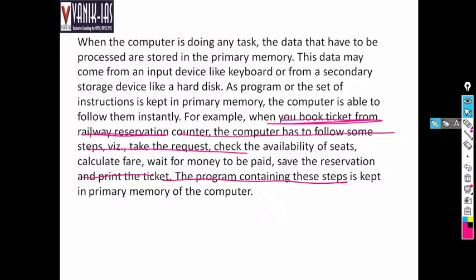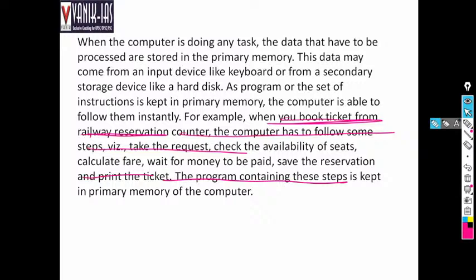When the computer is doing any task, the data may have to be processed and stored in the primary memory. Right? For example, you are typing characters in a document, then initially it is getting processed by the primary memory, right? The data may come from an input device like a keyboard or from secondary storage like a hard disk. As the program instructions are kept in primary memory, the computer is able to follow them instantly.